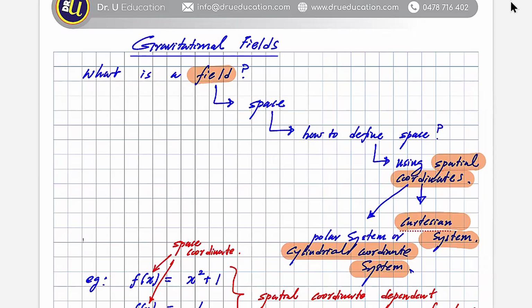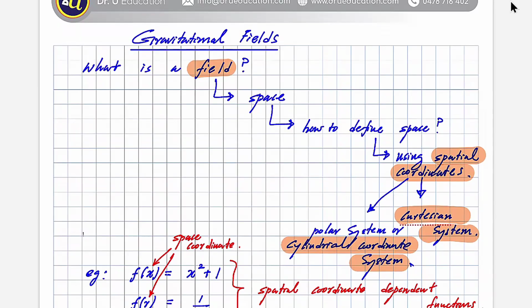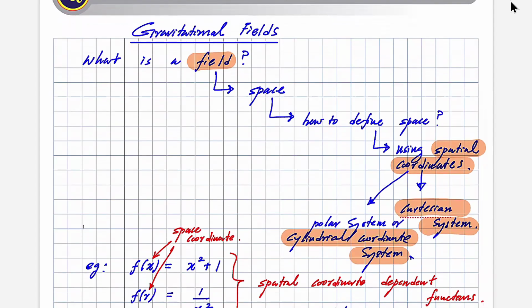So we are studying gravitational field. So we understood what is a field. Field is space. Field means space. And how to define a space? We define space using spatial coordinates. Spatial coordinates means space. So Cartesian system, cylindrical system, you can have spherical system. Those are spatial coordinates. So spatial coordinates helps you to define the space and then the field.